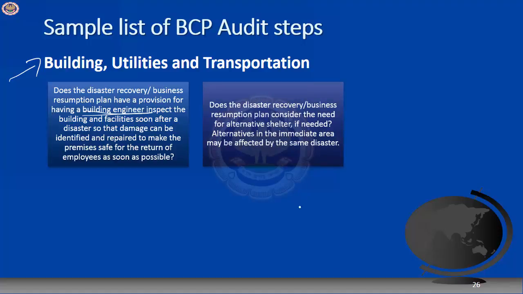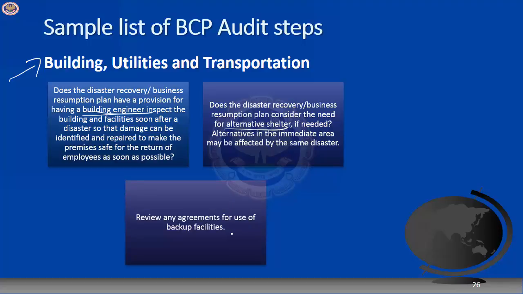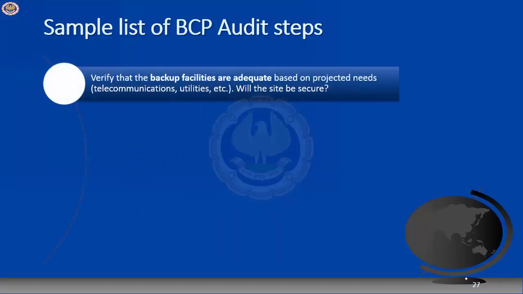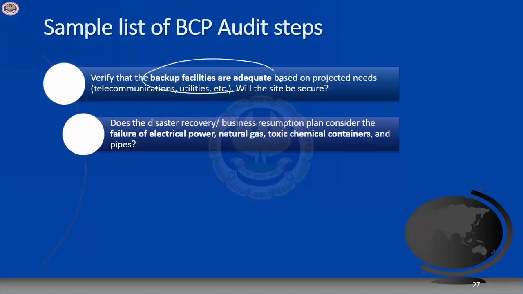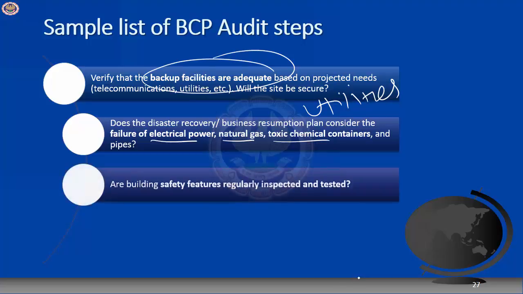You also have the alternative shelter, the alternate offsite, which has to be there. You also review the agreement which has been entered into for the backup facilities. So verify whether the backup facilities are adequate. You also look at the utilities which are required for the organization to run the business process, or the critical business process in the case of a disaster, and check the electrical power, natural gas, toxic chemicals, etc. All the resources which are required, whether these have been properly planned, and also look at the impact.